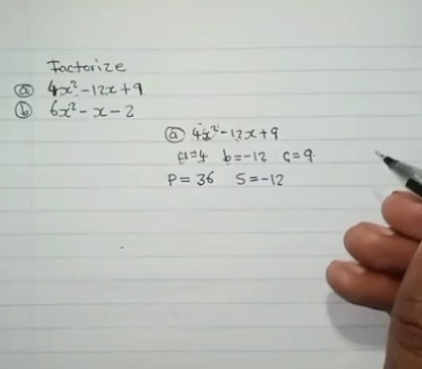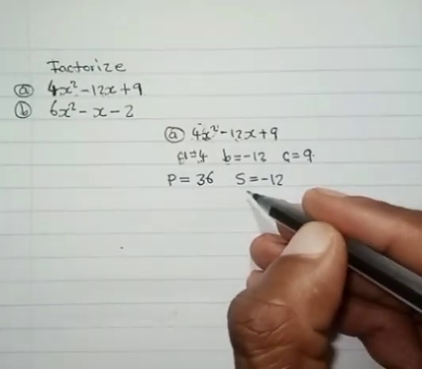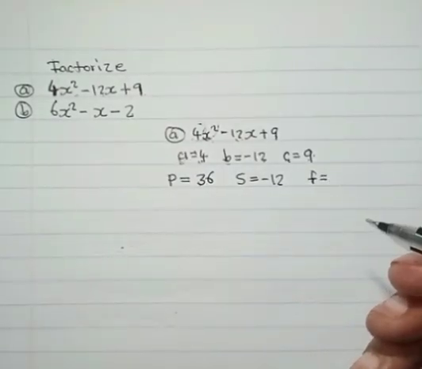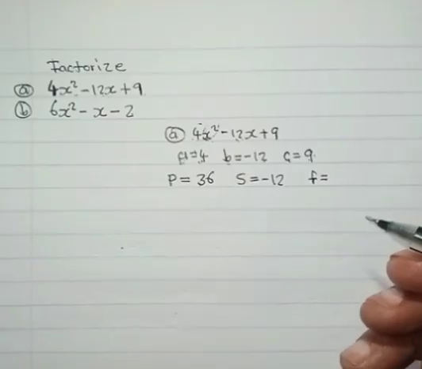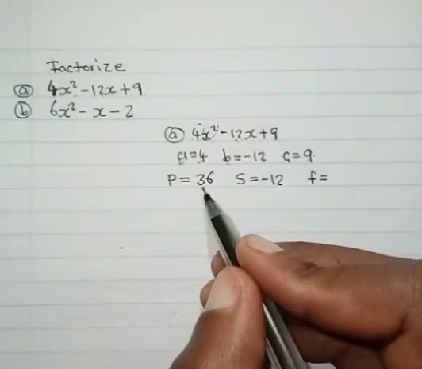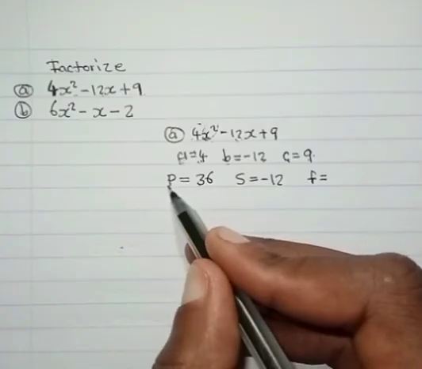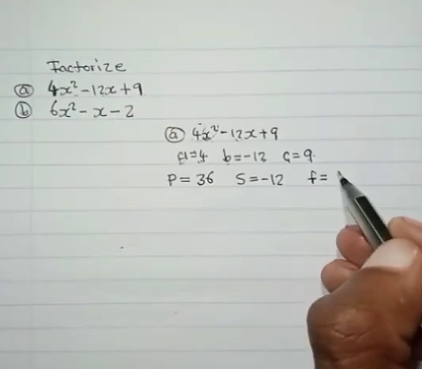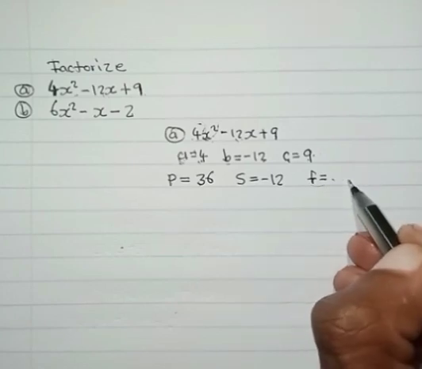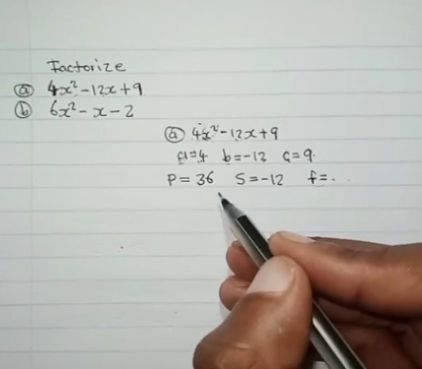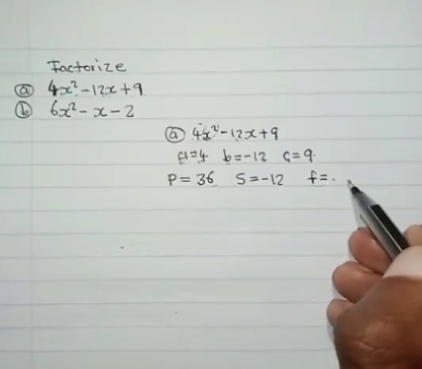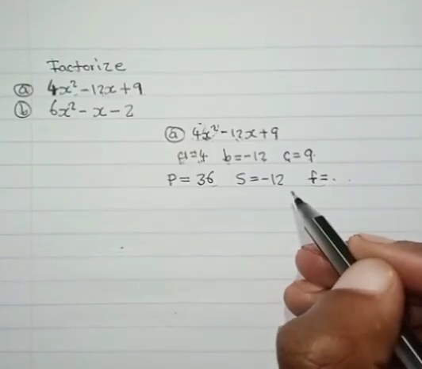Lastly, we need to find the factors. Factors are any two numbers. When we multiply those numbers, we must get 36, because product means multiplication. Sum means addition. So for factors, get any two numbers such that when you multiply them, you get 36, and when you add them, you get negative 12.